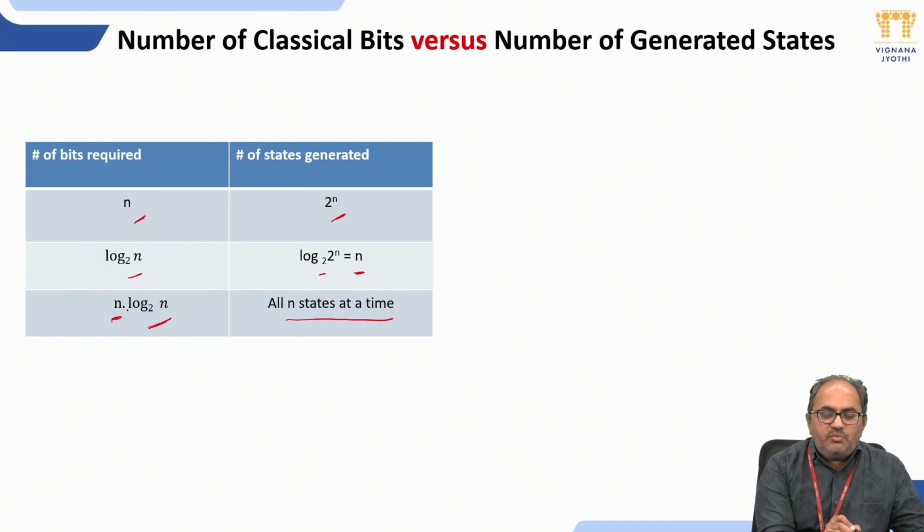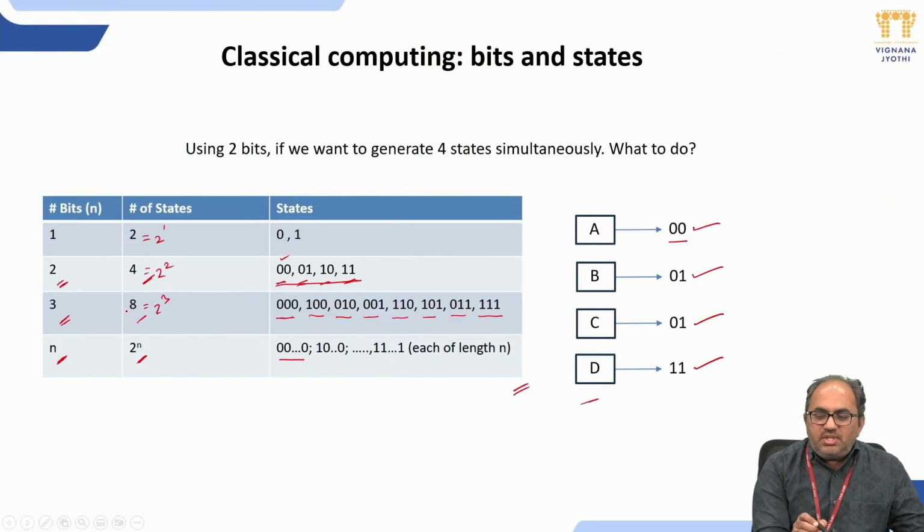See why this n is coming here? I already said that. If you see this slide again, if you have 4 states, for each state you need a circuit, one circuit. So 4 states, 4 circuits. If you want to generate n number of states simultaneously, then you should have n circuits.